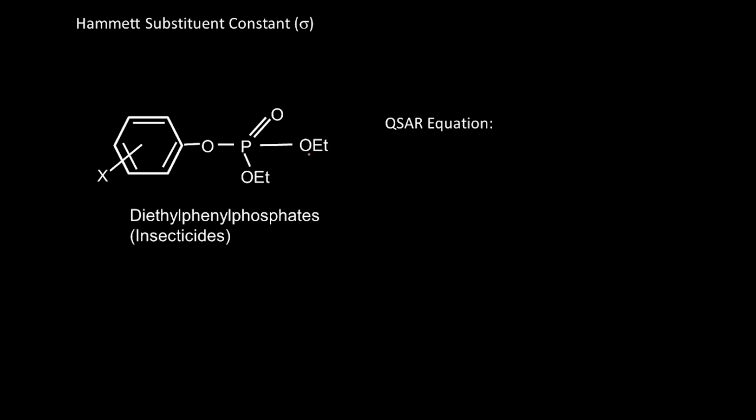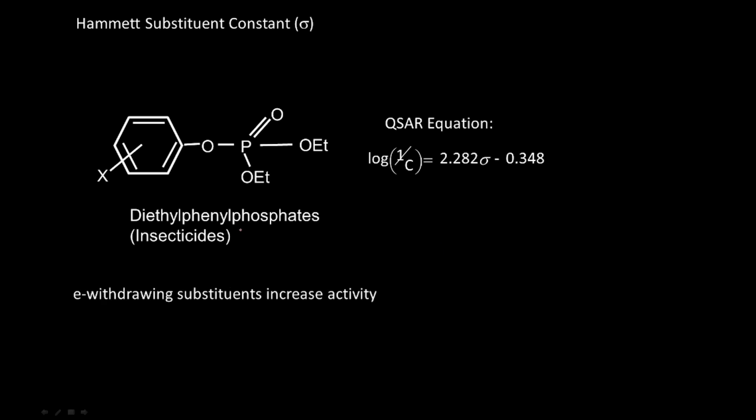Diethyl phenyl phosphates, where you have two ethyl groups here, are all used as insecticides. We have an equation like this: 2.282 sigma minus 0.348. So electron withdrawing substitution increases the activity.